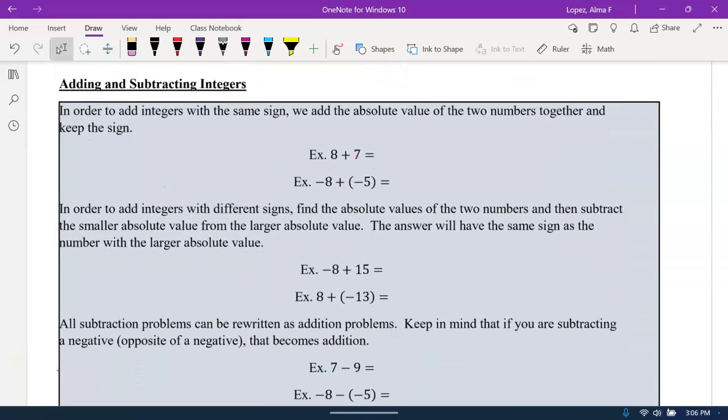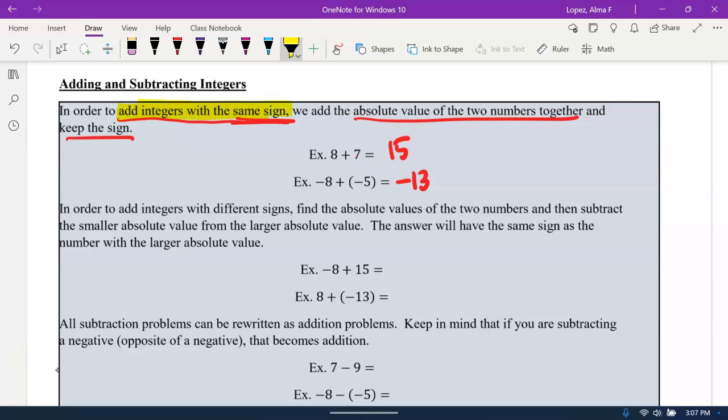Now, adding and subtracting integers. When you add integers with the same sign, it's just like adding the absolute value of the two numbers together and then keeping their sign. So if you add two positives together, 8 plus 7 is 15. If you add two negatives together, negative 8 plus negative 5 is negative 13. You add them and you keep the sign. When you're adding integers with the same sign, that's how you do it.